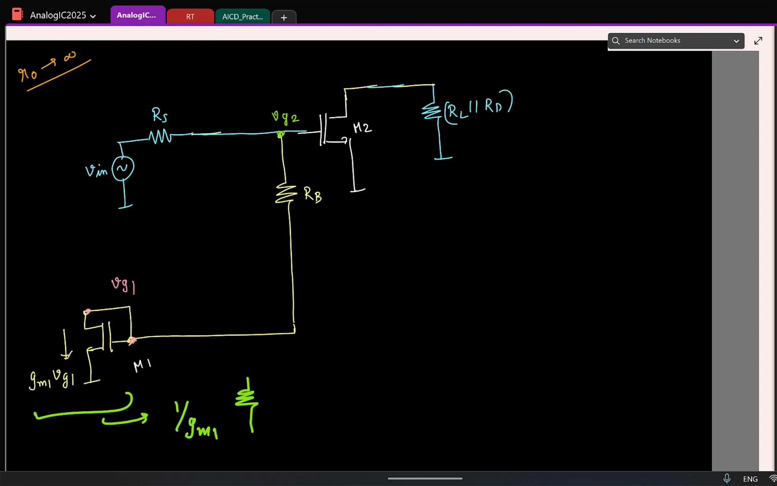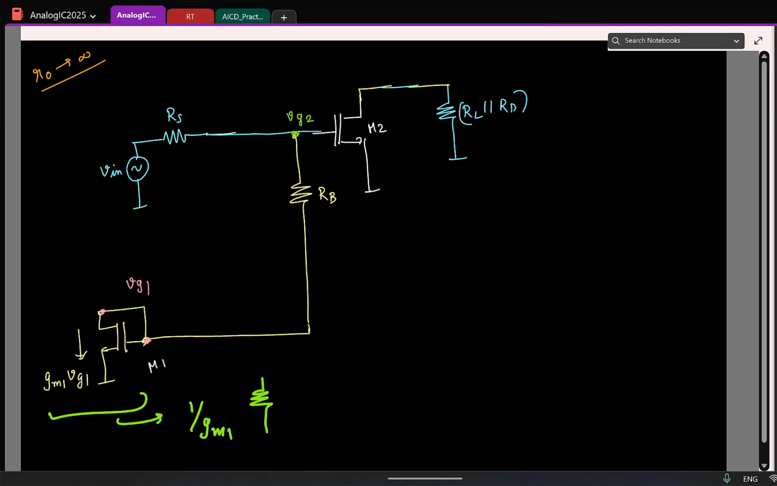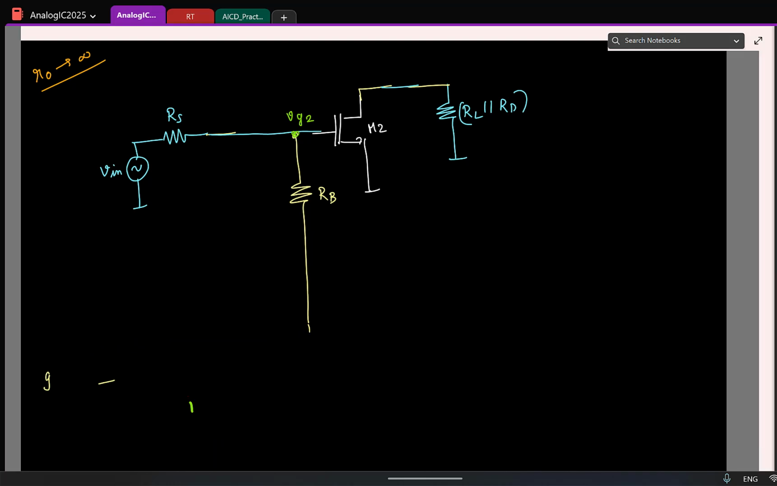So now this is clear, so let me just replace it with a resistor. What I am going to do, I am going to replace this fellow with a resistor of value 1 by Gm1. Okay, so I'm just going to make it.